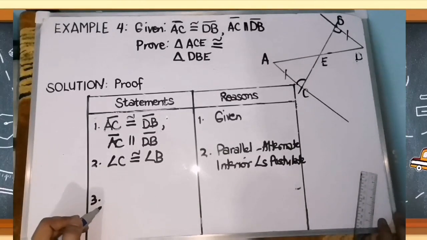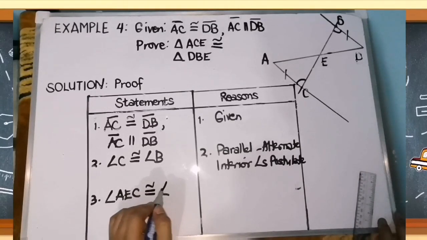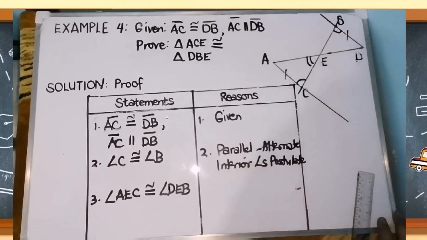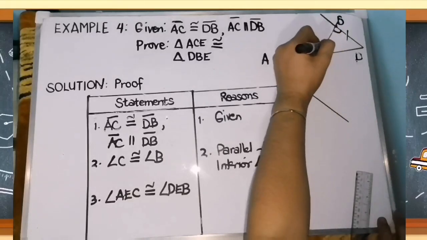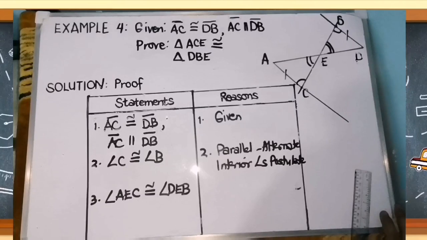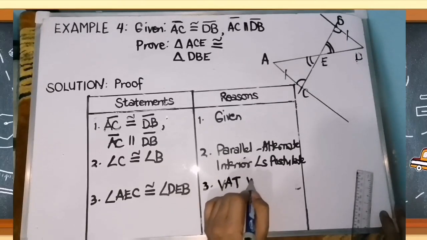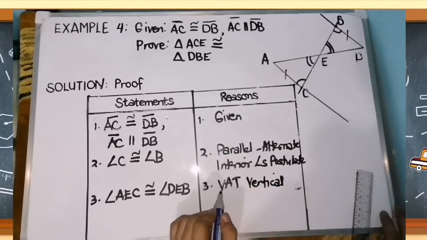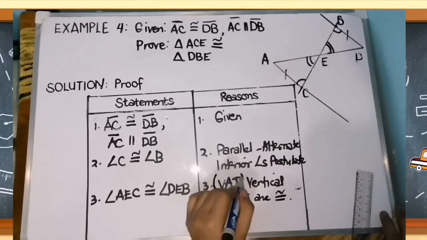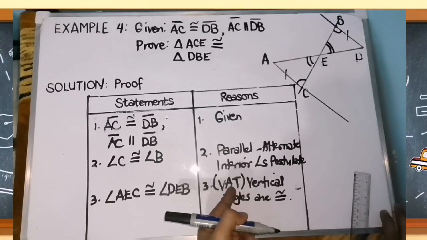Then for number 3, we have angle AEC is congruent with angle DEB. Let us put markings. They are vertical angles, and vertical angles are said to be congruent. So our reason is: vertical angles are congruent. That is the vertical angle theorem, meaning the two angles that are vertical with one another are congruent.